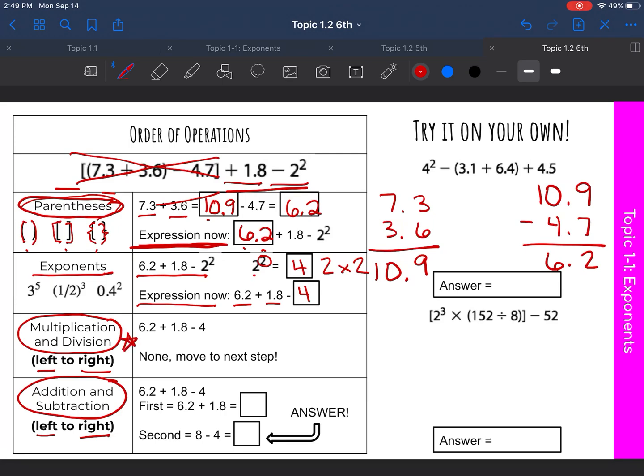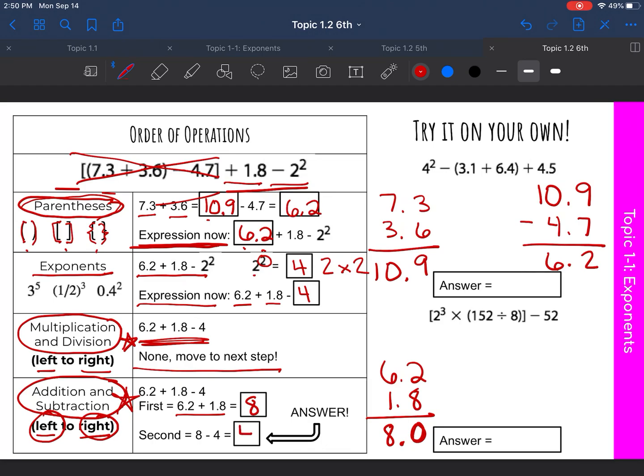Now the next step is multiplication and division, which we have none in this problem, so we move to the next step. It's addition and subtraction, and it's always left to right. So we're going to start with 6 and 2/10 plus 1 and 8/10, and if we line up the decimal places, we end up getting 8 and 0/10, which is the same thing as 8. And the second step is subtract 8 minus 4, and we end up getting 4 as our final answer.